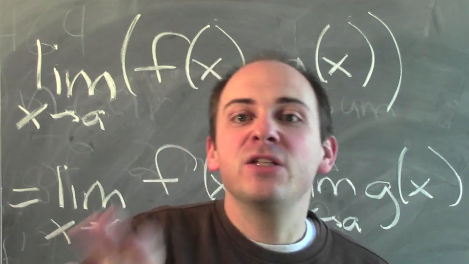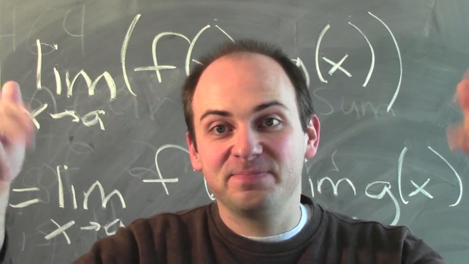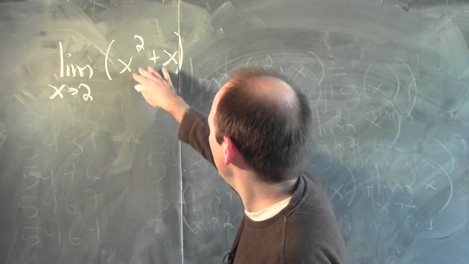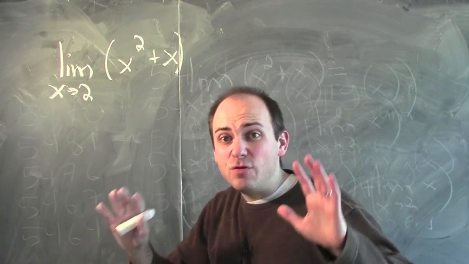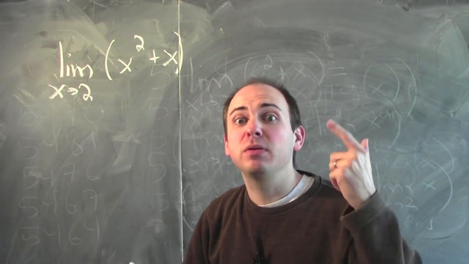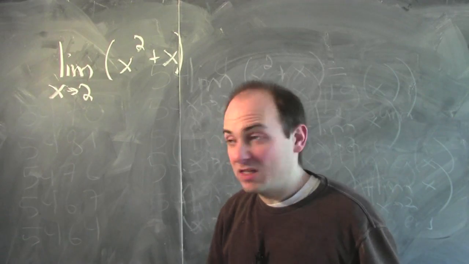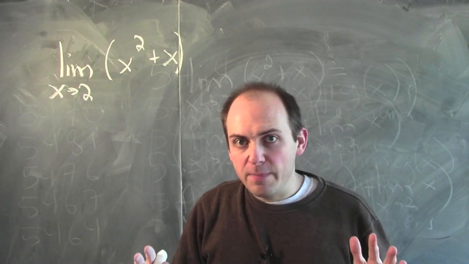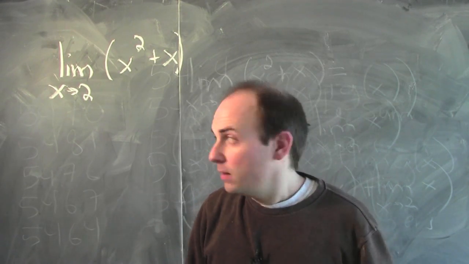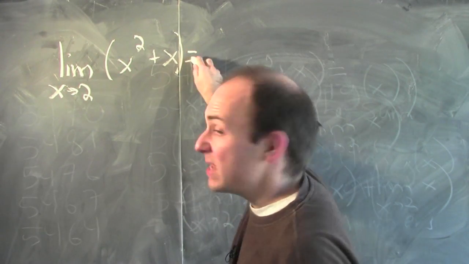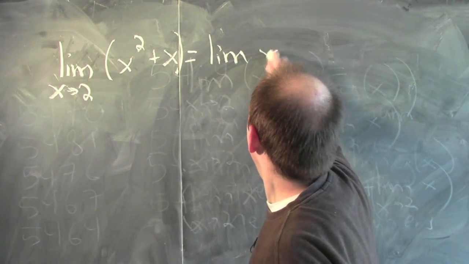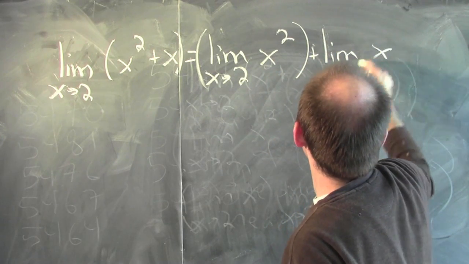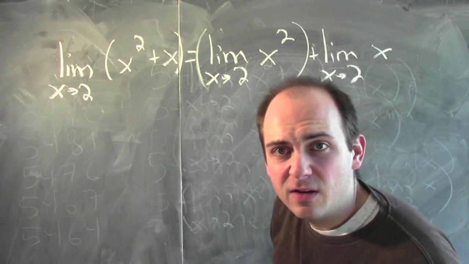Now, we can use this fact to do some calculations. Let's see how. So here's a limit problem: the limit of x squared plus x as x approaches 2. I really want you to resist the temptation to just plug in 2. We're going to be using our limit laws to try to evaluate this limit. Now this is the limit of a sum, and the limit of the sum is the sum of the limits, provided the limits exist. So this limit of x squared plus x is equal to the limit of x squared as x approaches 2 plus the limit of x as x approaches 2.